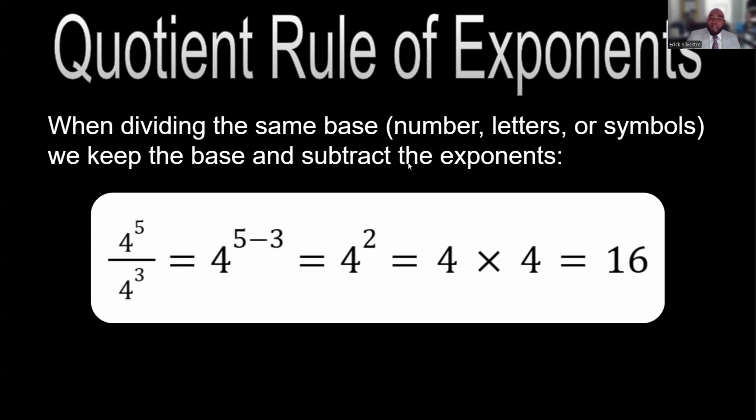So if when I multiply, I add the exponents, the quotient rule is telling me when I divide, I have to subtract the exponents. For example, if I have 4 to the 5th power divided by 4 to the 3rd power, it's the same base, which is 4, then I have to subtract the exponents, 5 minus 3, which gives me 4 to the second power, which is equal to 4 times 4, which is basically 16.